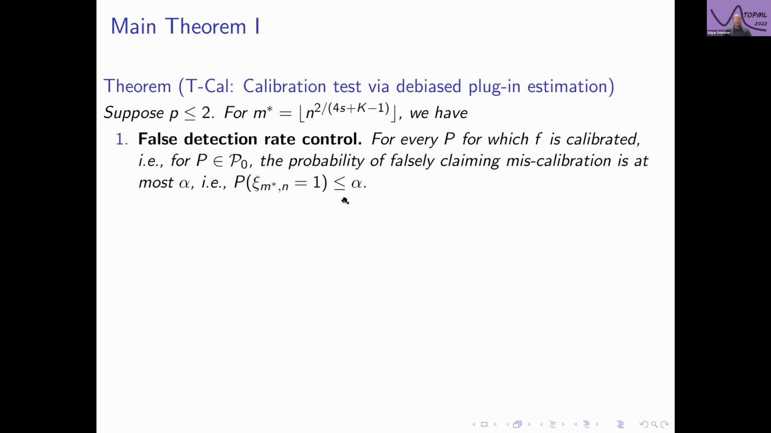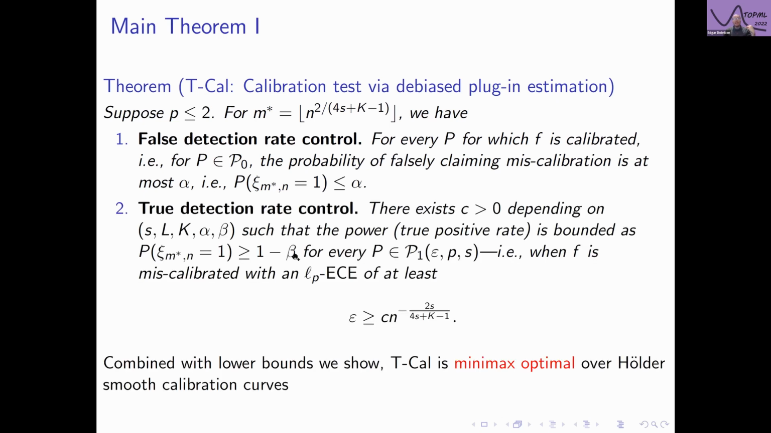So that's one side of the result, and the other side is that we also have true detection rate control, meaning that the true positive rate is at least 1 minus beta for every P in the alternative hypothesis, when the probability distribution is miscalibrated, and the miscalibration rate epsilon has to be at least of an order that's given here, n to the minus 2s divided by 4s plus k minus 1.